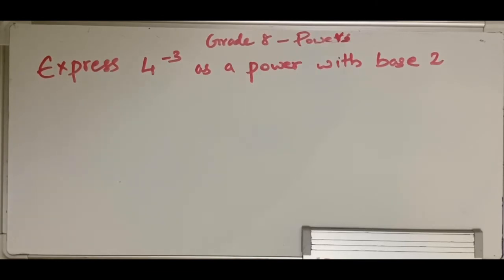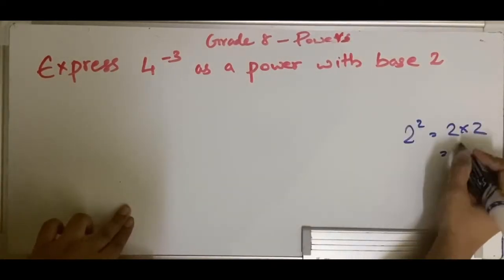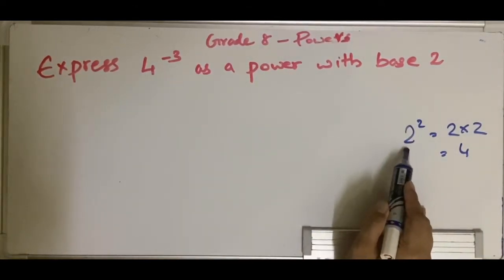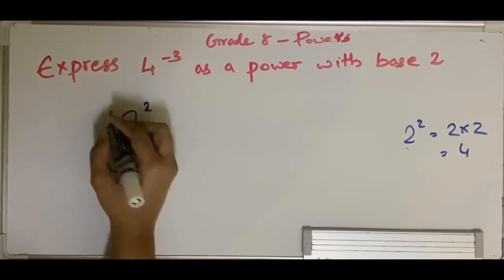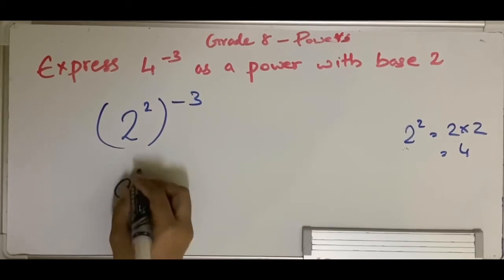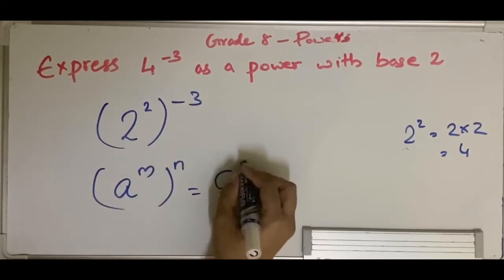Right? But we know that 4 is what? 2 square, right? 2 square is 4 because 2 square is 2 times 2, which will give us 4. So instead of 4 I can write 2 square, thus my base is becoming 2. So I can write it as 2 square, and you know that there is a whole raised to minus 3, and we know that a raised to m whole raised to n would be a raised to mn.